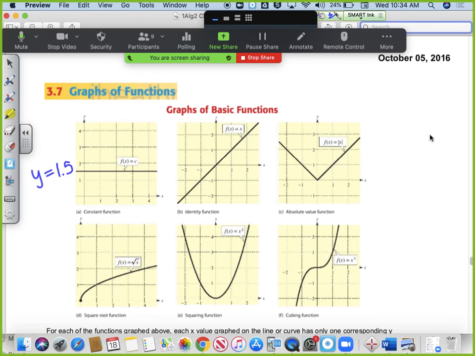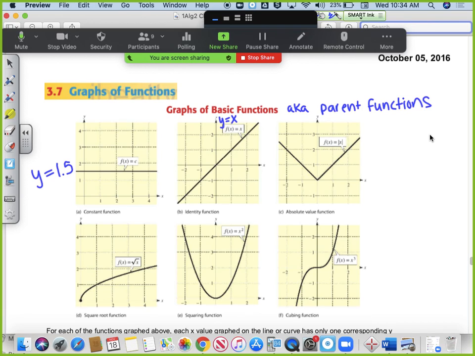These are all parent functions, I should also write here. So these basic functions are also known as parent functions. So these are like the original function for each type of graph. This next parent function is f of x equals x, which is also known as y equals x. This is the parent function of linear equations.